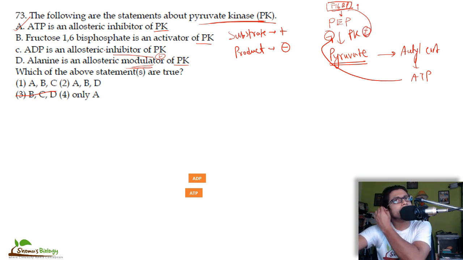ADP is an allosteric inhibitor of PK. Now the C statement: ADP is an allosteric inhibitor of PK.